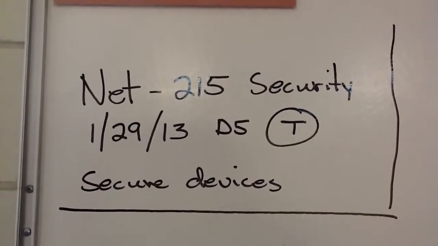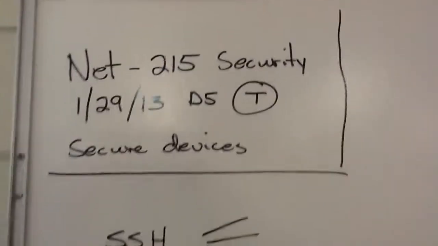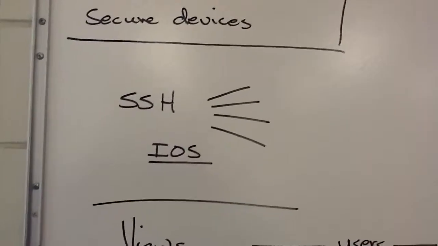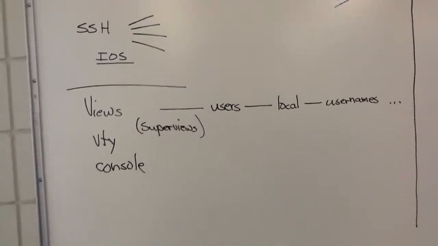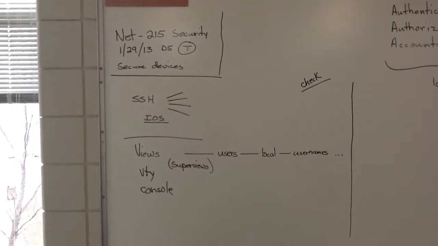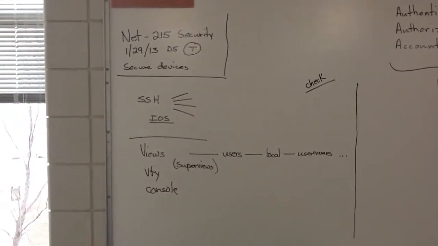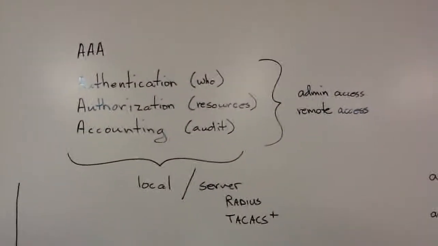Net Security 215. We reviewed SSH, talked about the iOS being capable of doing SSH. We covered views and did some basic review. They finished up the lab from chapter 1 and then took the assessment. And then at the end of class, we started talking about chapter 3.